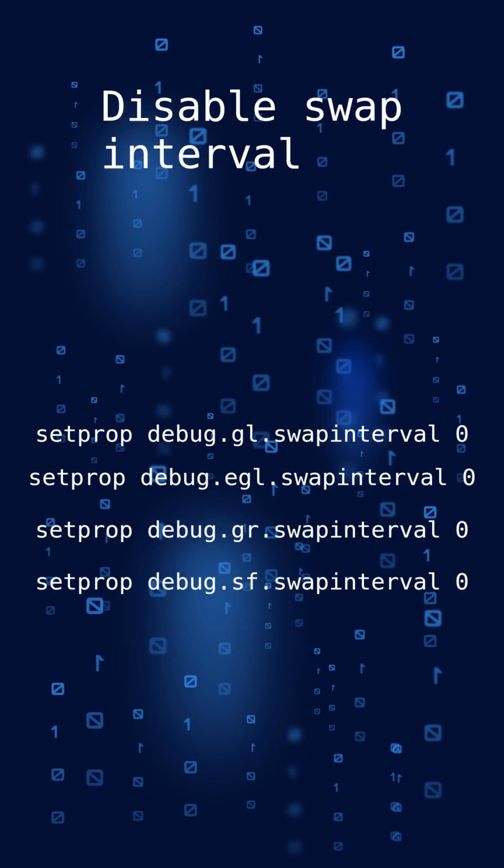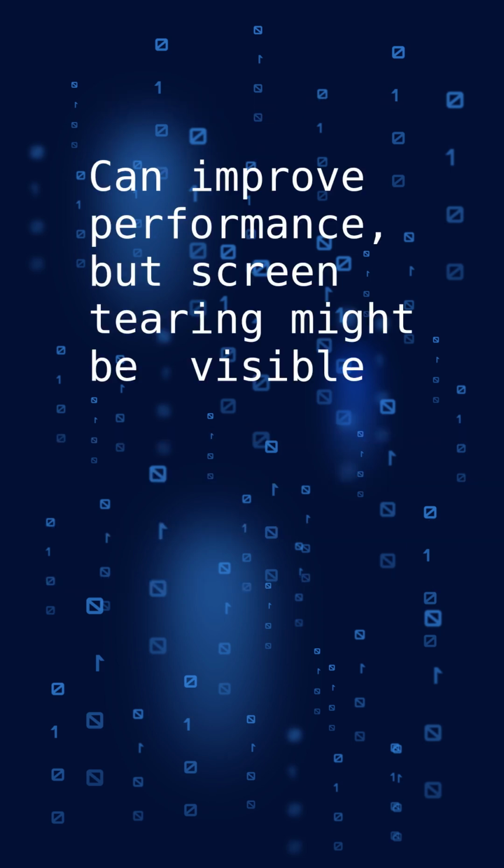With setprop shell command, set the system property for rendering pipeline. You can disable swap interval with following commands. This can force immediate rendering without waiting for display to refresh. It can improve performance, but sometimes parts of two different frames might be visible, so-called screen tearing.